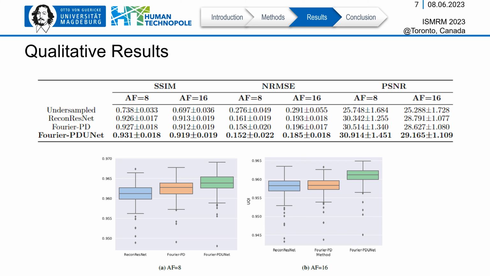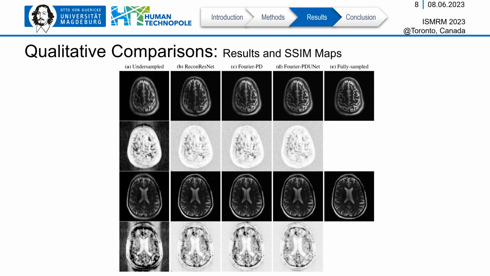Now let's have a look at the results quantitatively using SSIM, NRMSE, PSNR, and UQI. It can be observed that both the Fourier models outperform the ReconstructNet, while Fourier-PDUNet performed the best among the three for both acceleration factors. Let's have a look at qualitative comparisons. The results and the corresponding SSIM maps are very similar for all three models. However, we can observe that Fourier-PDUNet results show fewer deviations from the ground truth.